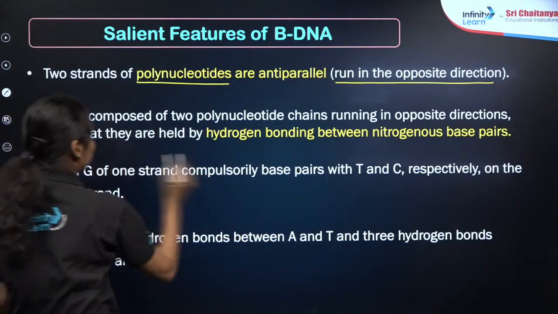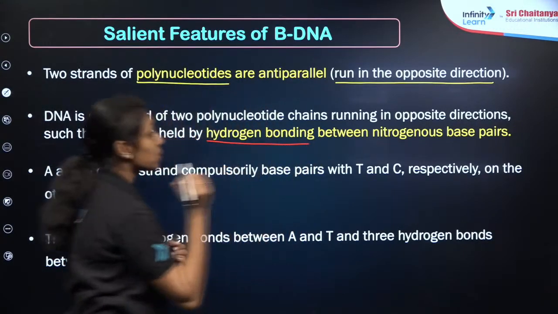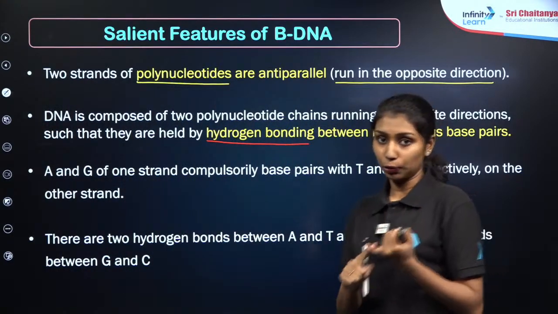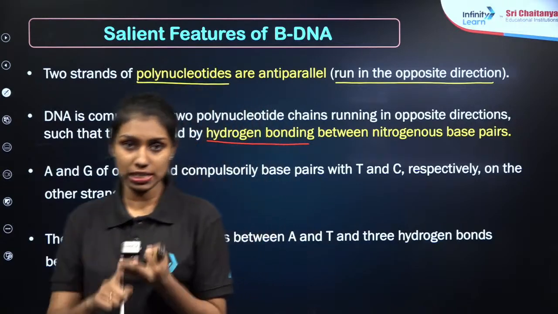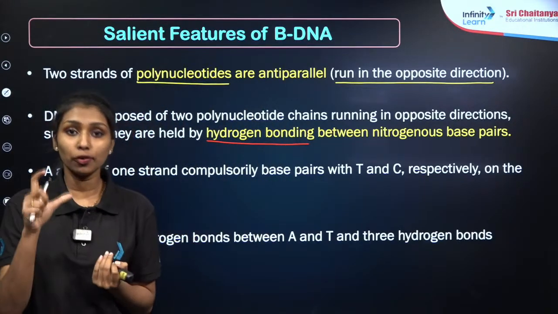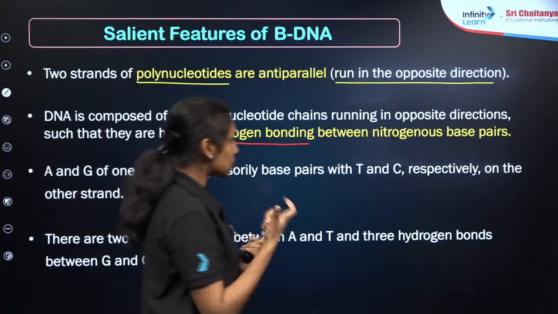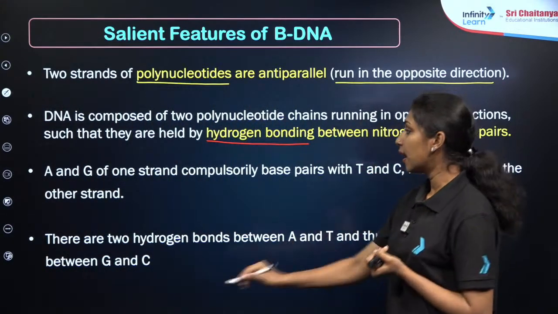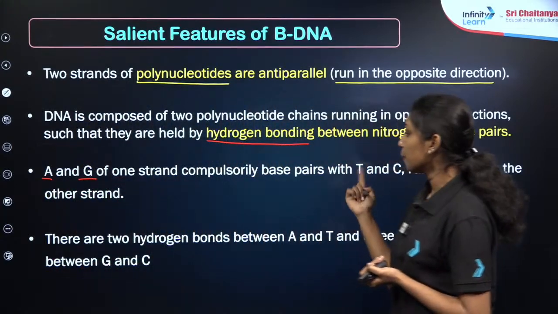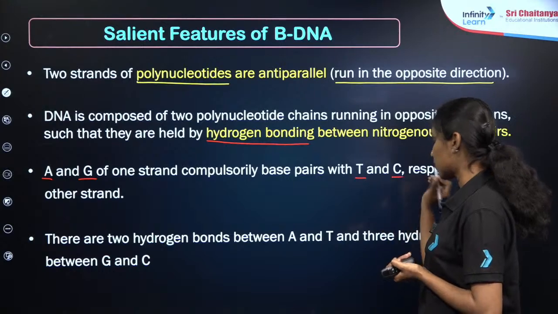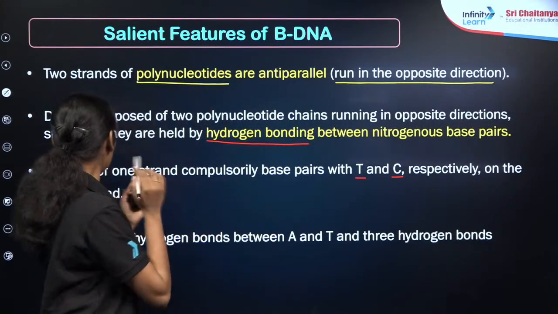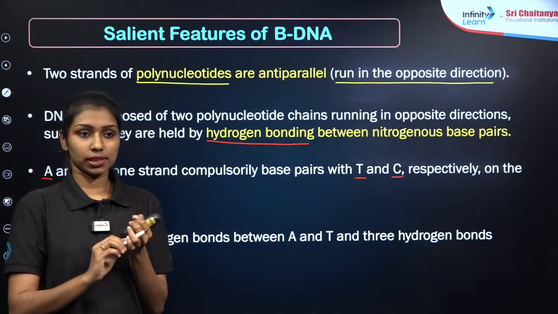Hydrogen bonding between the nitrogenous base pairs. As we already know, a nucleotide has a sugar molecule, phosphoric acid and a nitrogenous base. So, in the DNA double helical structure, hydrogen bonds form between different nitrogenous base pairs. In general, adenine and guanine on one strand compulsorily pair with thymine and cytosine, which means that adenine always pairs with thymine in the case of DNA, and guanine always pairs with cytosine, and vice versa.